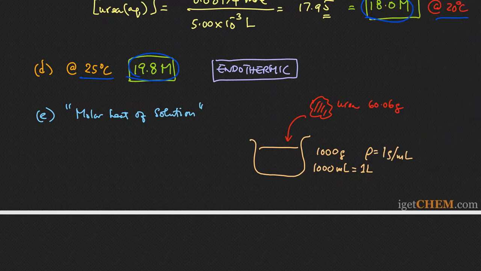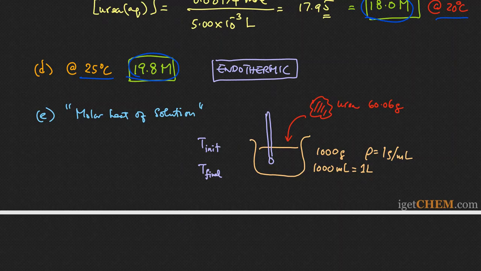And what you need to do is to measure the temperature change of the solution. What that means is that you have to put a thermometer into the solution and you have to measure the temperature of the solution before you dissolve the urea. I'm just going to call that T init, the initial temperature. And you also have to measure the final temperature in order to measure the temperature change.